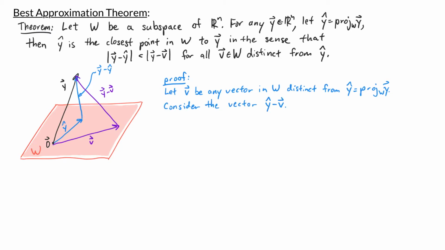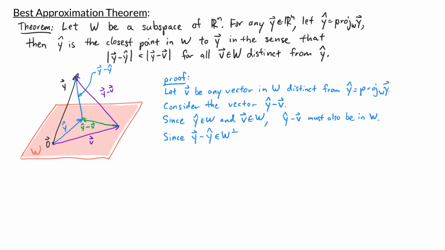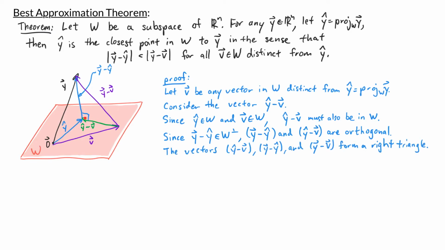Consider the vector y hat minus v. In our picture, it would be this green vector. Since y hat is in W and v is in W, their difference must also be in W. And since y minus y hat is in W perp, I know that y minus y hat and y hat minus v are orthogonal. So in my picture, I have a right angle right here.